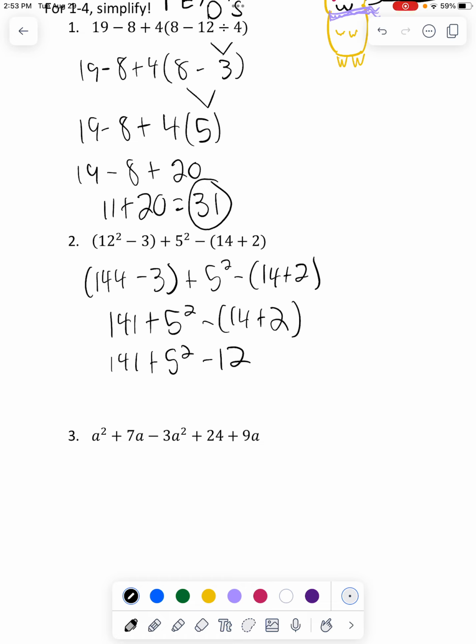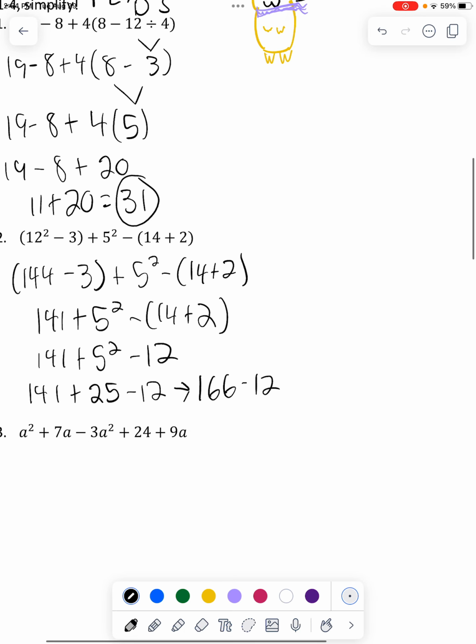From here, we're going to follow the order of operations. And that calls us to do the 5 squared next, as it's an exponent. And from here, it's just combining like terms with addition and subtraction. So I'm going to do 141 plus the 25. It's 166 minus 12. And 166 minus 12 is 154. So that is our answer.